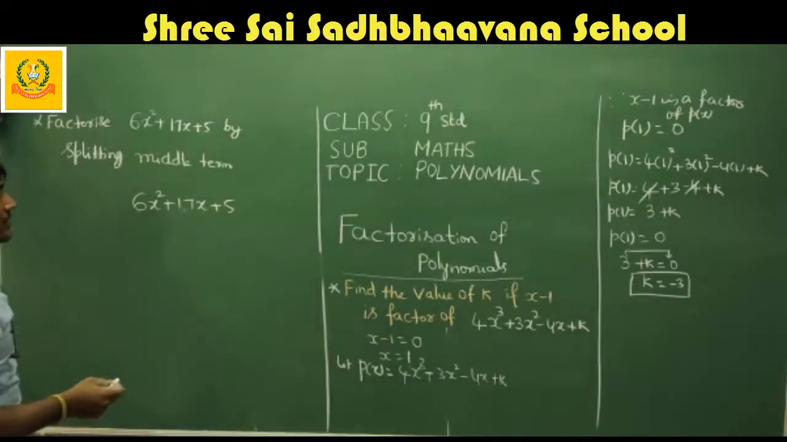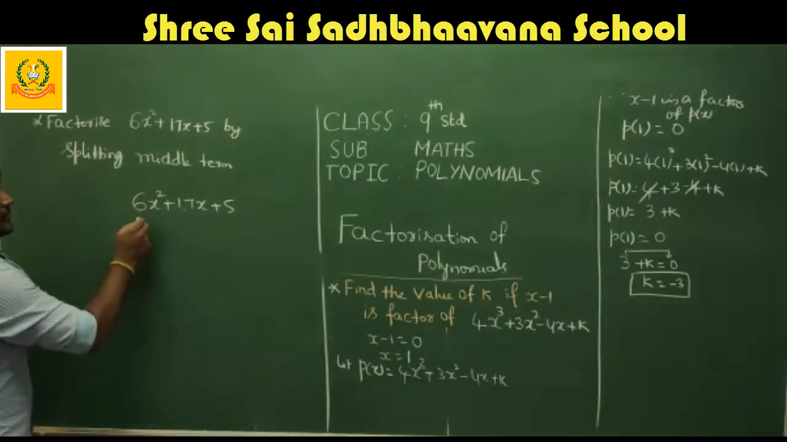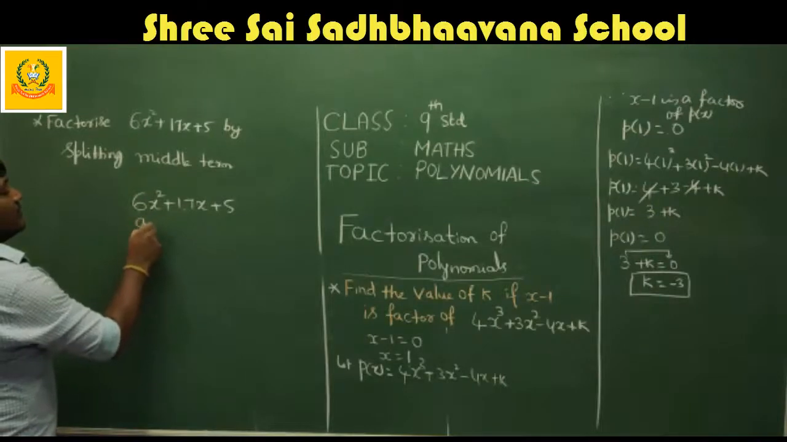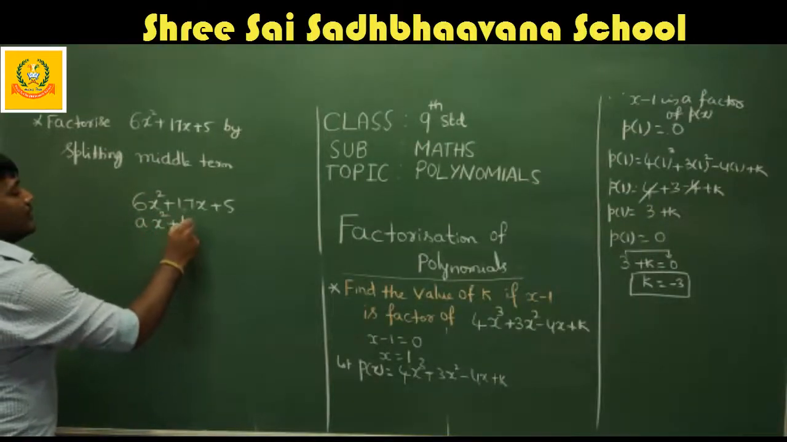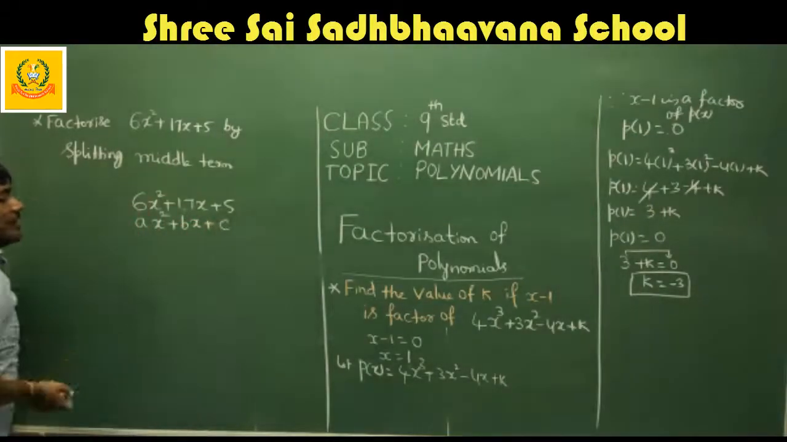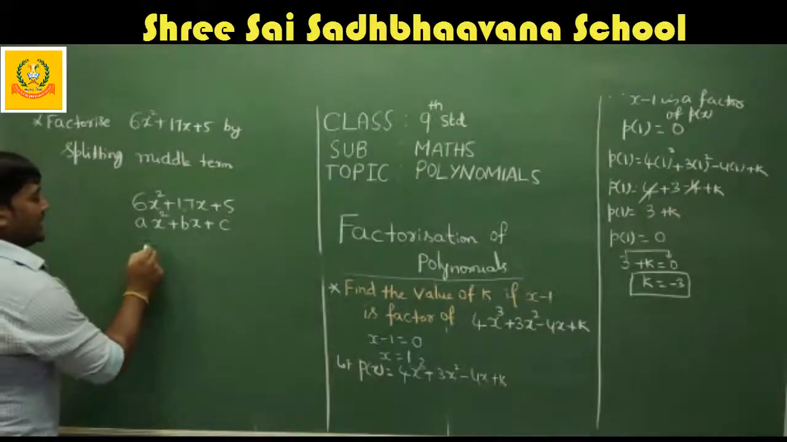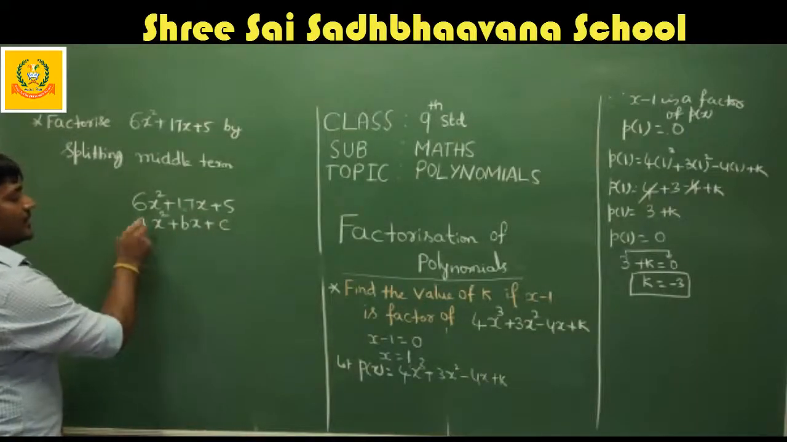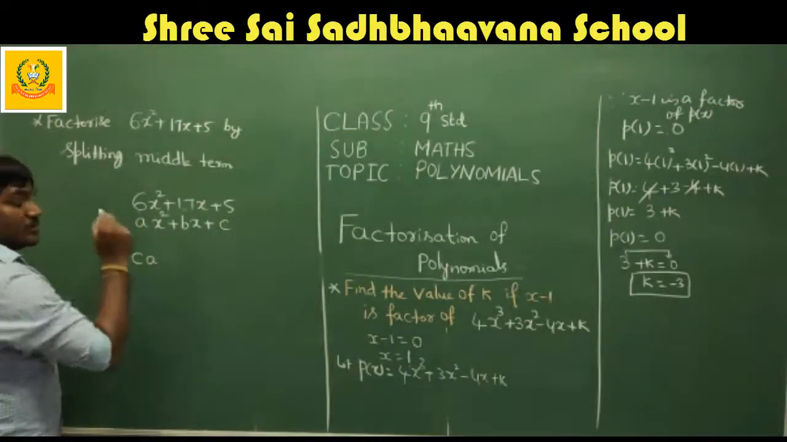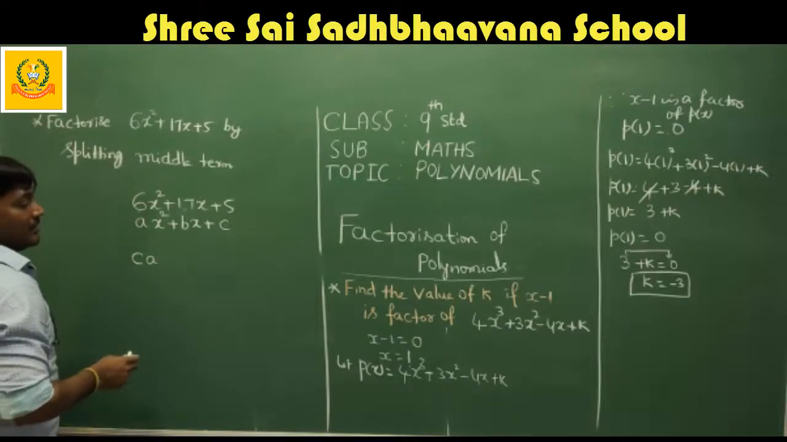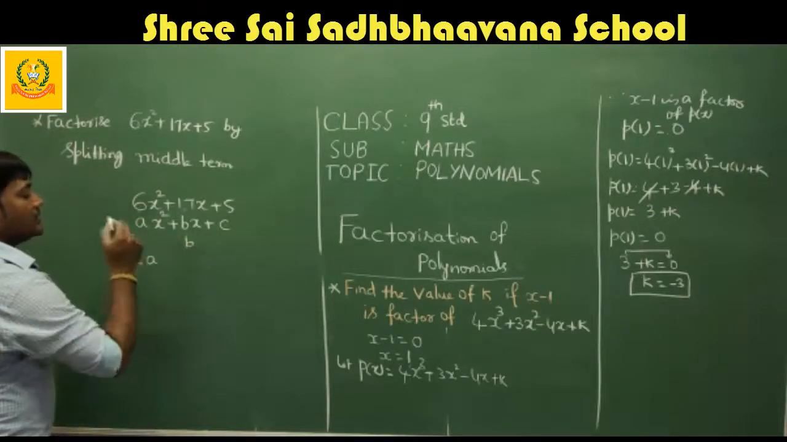First, always equate this with the common notation ax square plus bx plus c. If you multiply the constant term and the x square coefficient, we get c times a. And here the middle term is b.